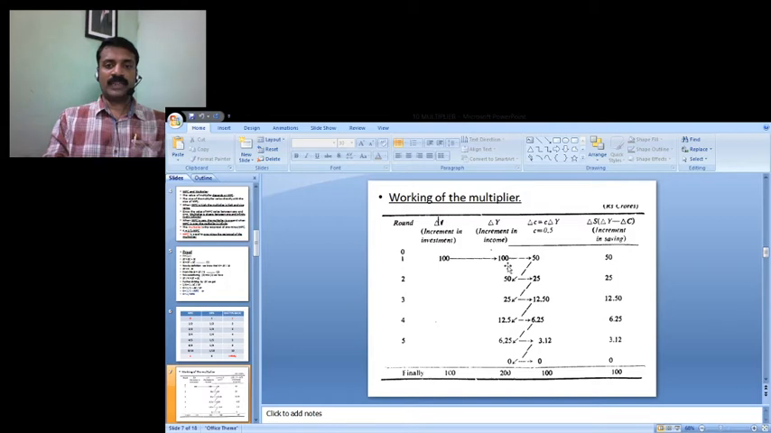100 is the change in income. MPC means how much change happens in consumption expenditure when income changes. MPS means how much change happens in the saving level when income increases or decreases. So income rises by 100, and the change in consumption expenditure is 50. That 50 becomes income, because our expenditure becomes the income of another person. If we consume an ice cream, it is our expenditure, but it becomes the income of another person.